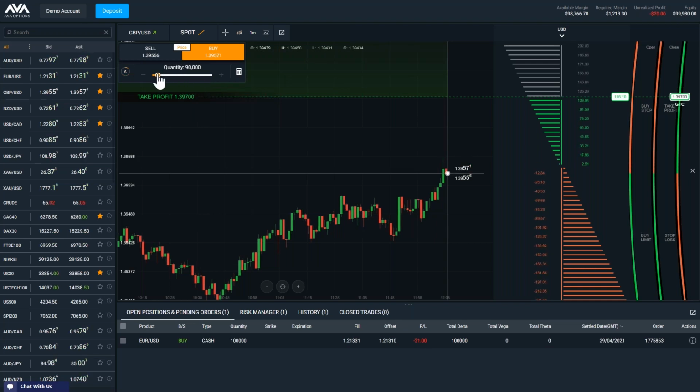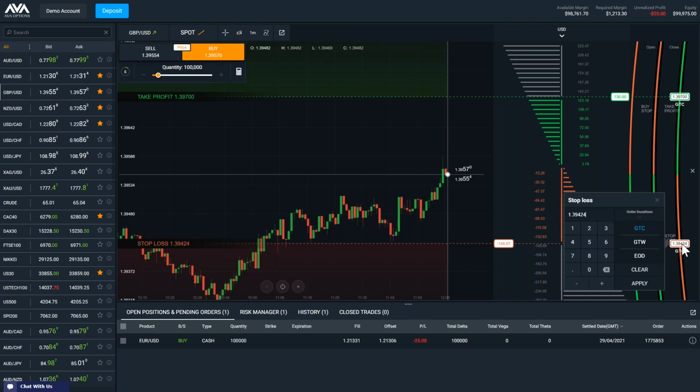Again, we're not talking about options yet. This is just trading spot. I can also put in a stop loss. If I double click, I can make my stop loss good till canceled, good until the end of this week, or good until the end of the day.